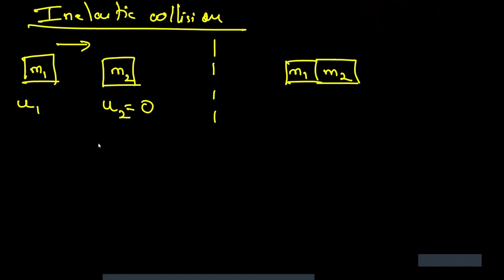M2 was stuck at one place. M1 moved towards M2 and hit it. Just like a car hitting a boulder. The boulder is not moving, the car is moving. The car goes and hits the boulder. The moment it hits the boulder, that is called an inelastic collision.